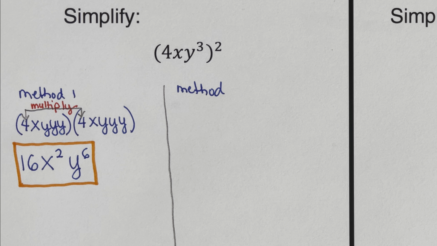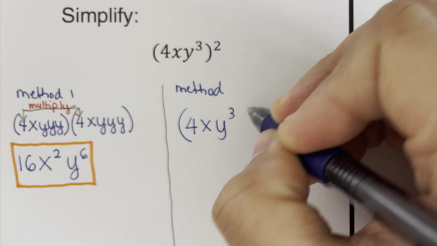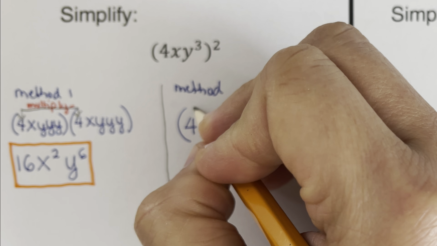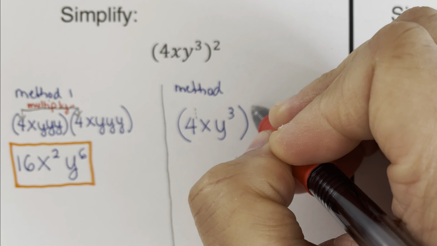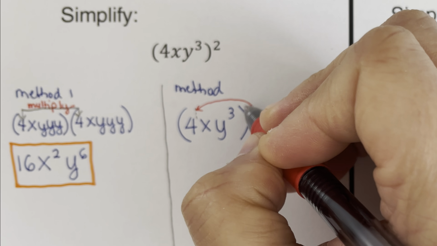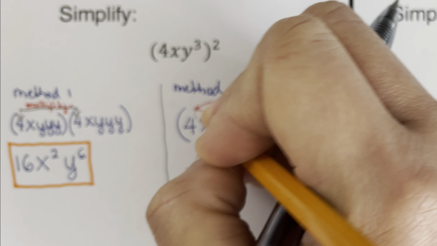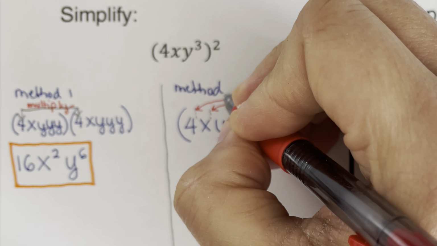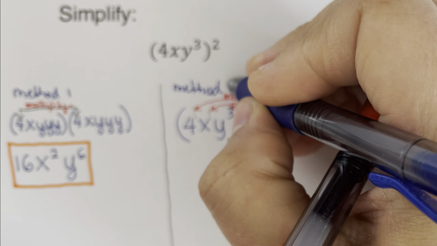Now let's have the second method. So for the second method, I'm just going to go ahead and rewrite it. Again, we remember that this 4 has an invisible exponent of 1. So then we go ahead and multiply the 2 to each of the exponents. Again, this x is also an invisible 1 right there. So we're going to multiply the 2 to each of them. So again, I will label this as multiply. And again, this is method 2.